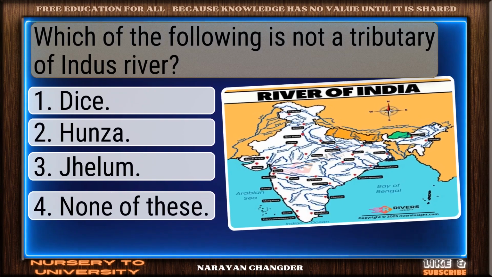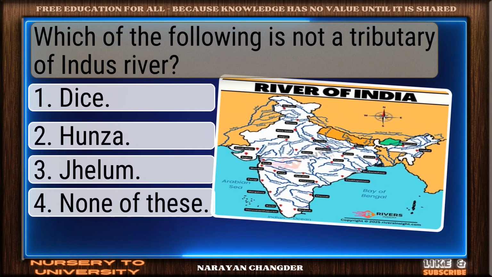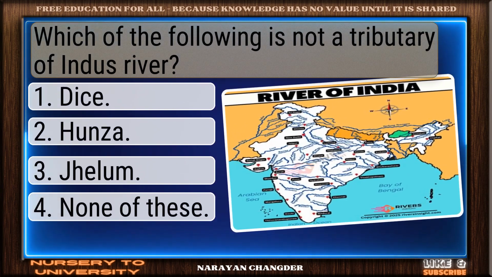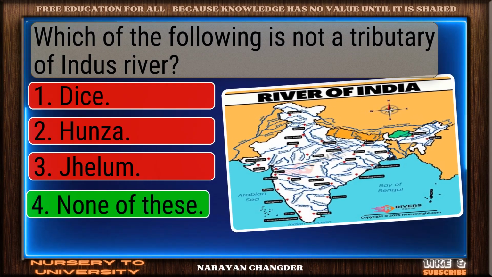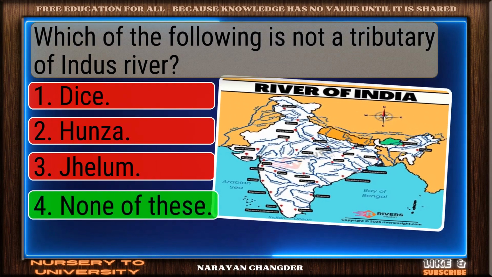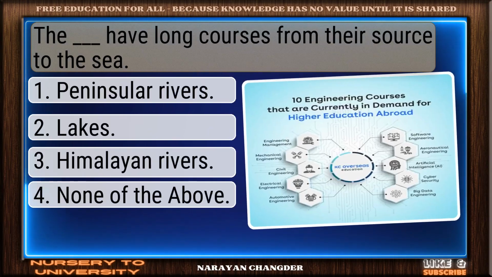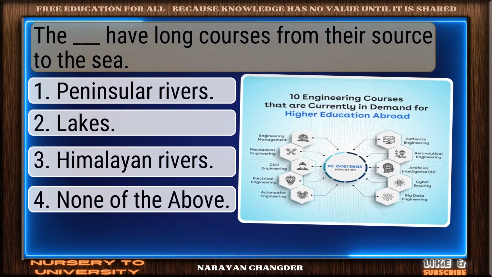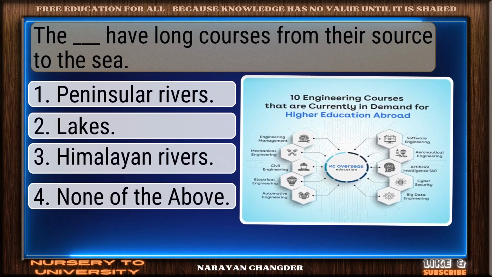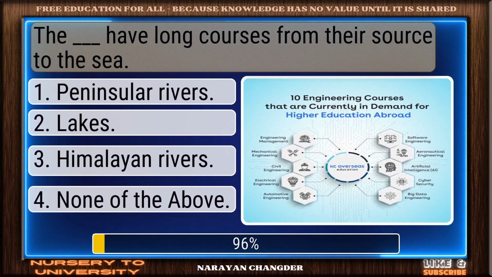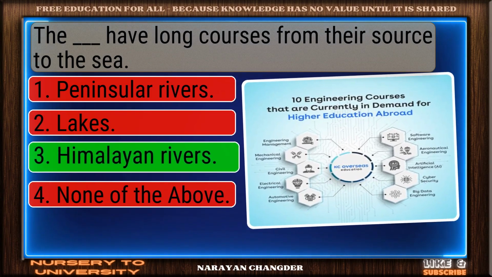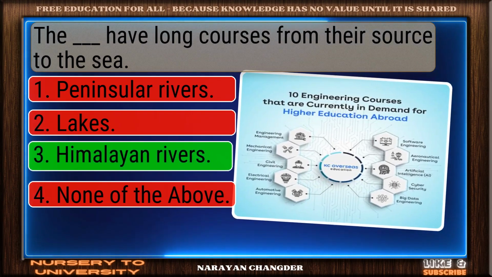Question number 97. Which of the following is not a tributary of Indus River? You got it. Your choice, none of these, is right. Question number 98. The dash have long courses from their source to the sea. Solid response. Himalayan rivers is a valid choice.